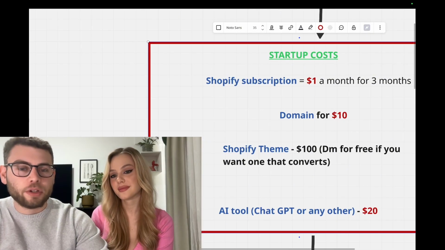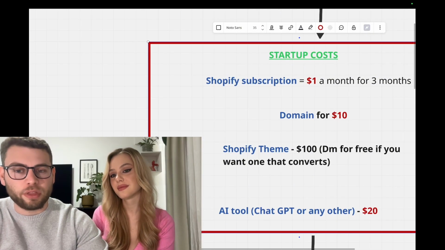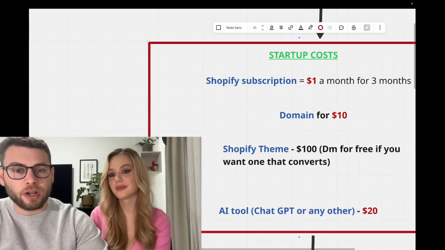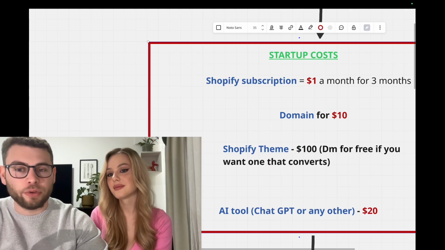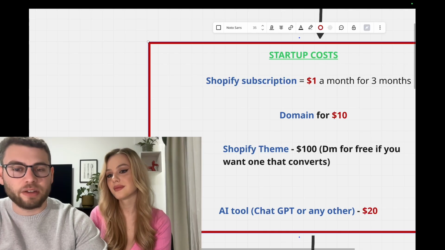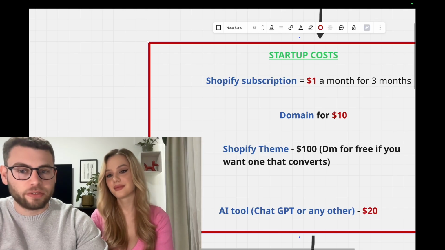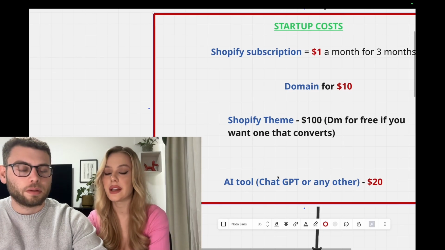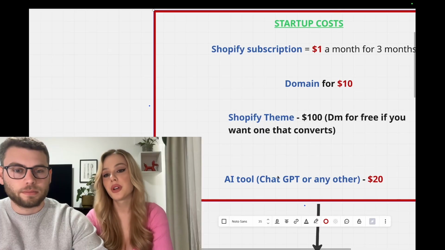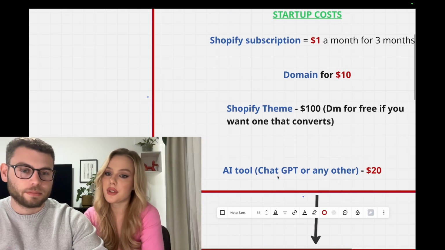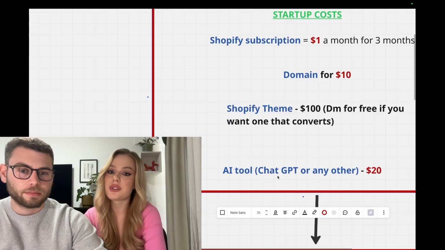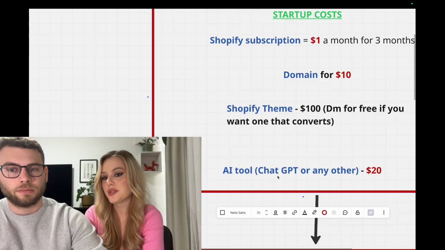Then you've got your theme. Shopify already offer around 2 themes for free, but if you want to convert, you're going to need a paid theme, or if you want to drop me a DM on Instagram, I can send you a file over that already converts. And lastly, you've got tools like AI, which you can use to generate product descriptions, images, and even some ad ideas. And most of these are very low cost when you're starting.